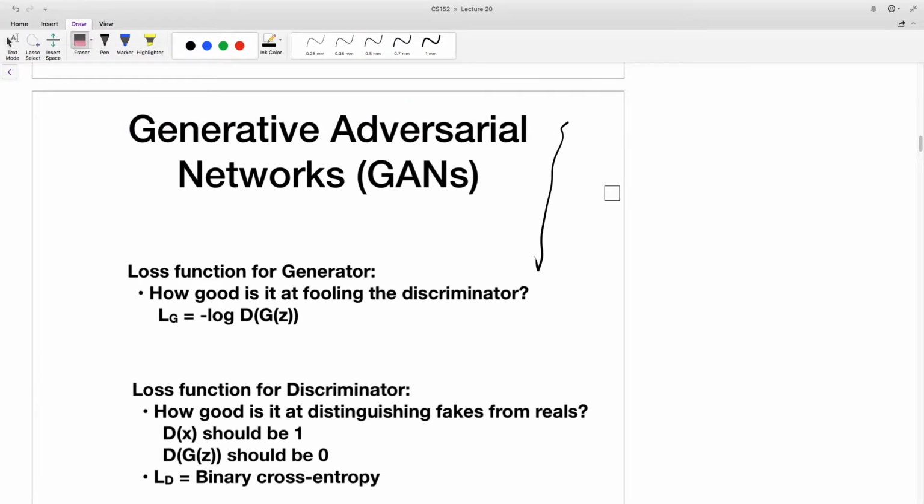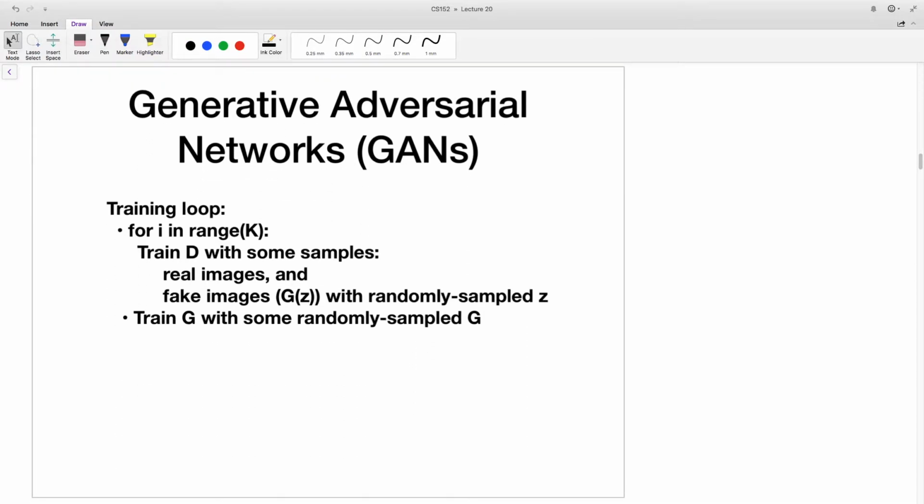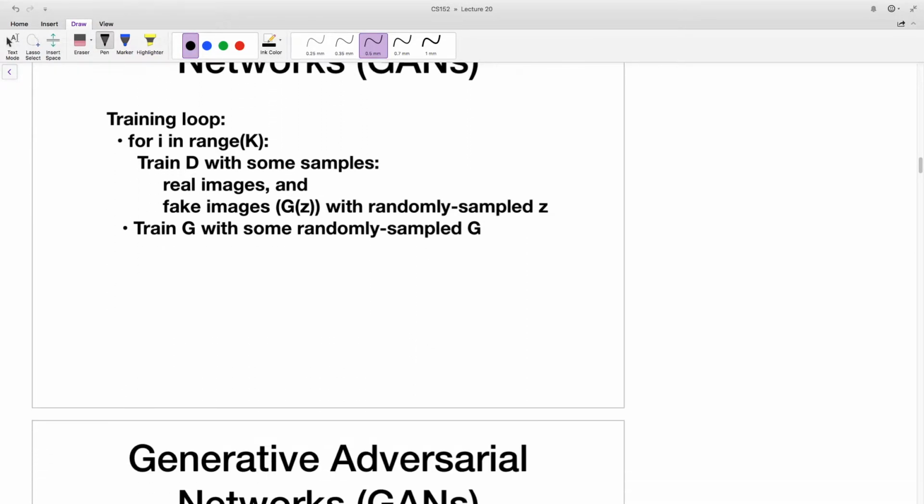So the loss function for the generator is how much can we get the discriminator to say it's real. And the loss function for the discriminator is binary cross entropy, basically: how well can it distinguish these reals from these fakes, these zeros and ones. Questions on this? This is all review. We talked about how we do the training.